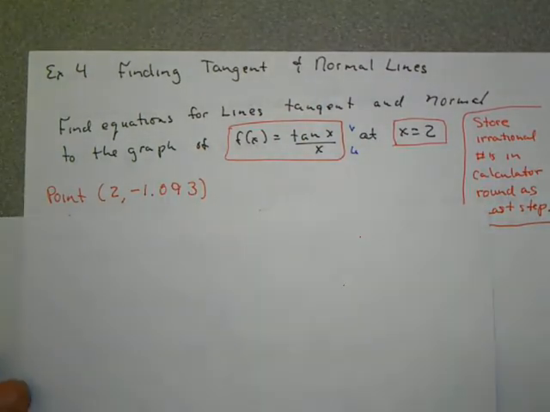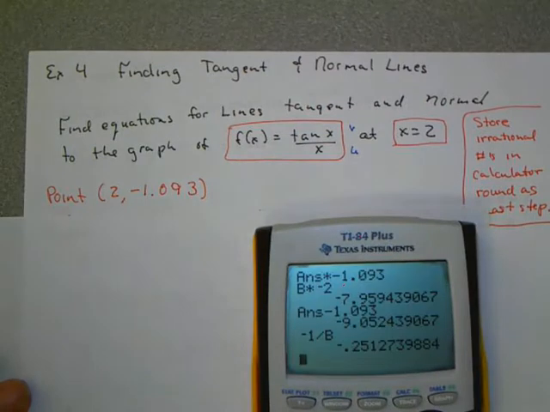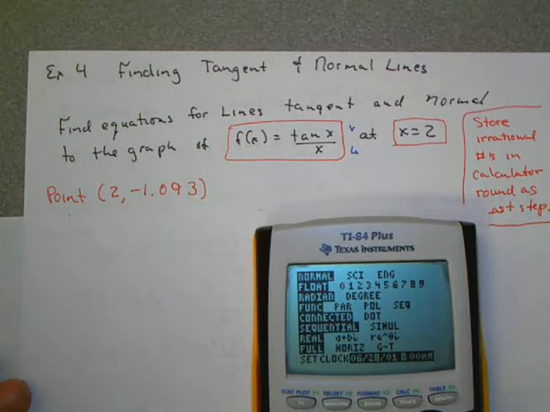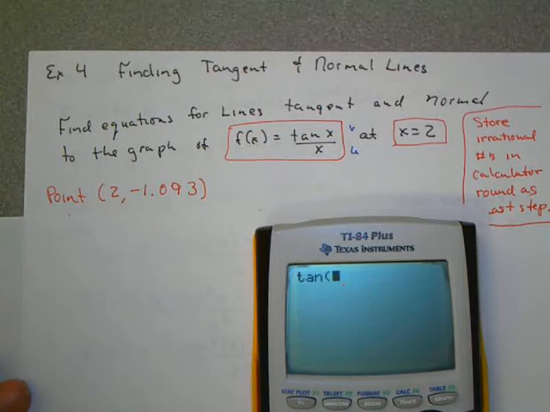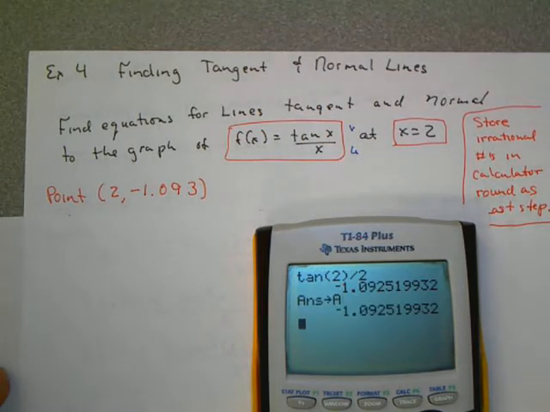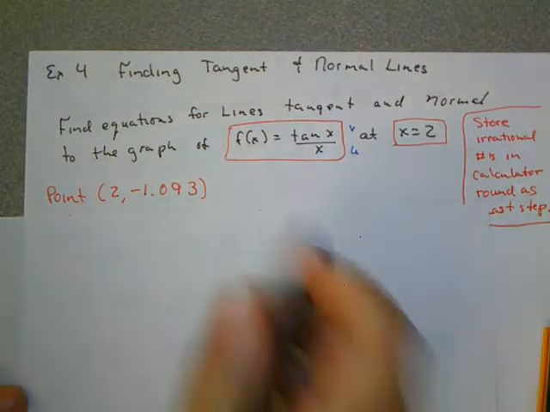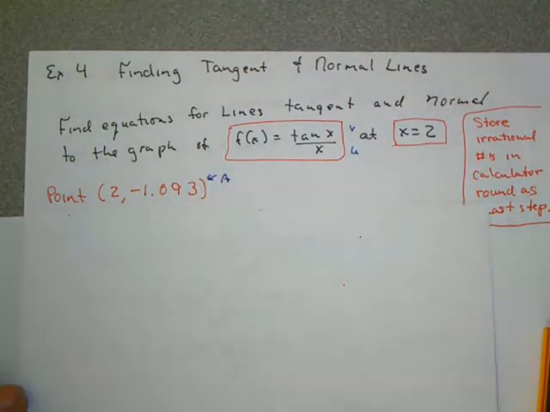If you do that, you take this function, tangent of x over x, and all we want is the tangent. We make sure we're in radian mode, and we want the tangent of 2 divided by 2, and there's our number. I'm going to store that as a, and I will remember that that's a as I calculate.